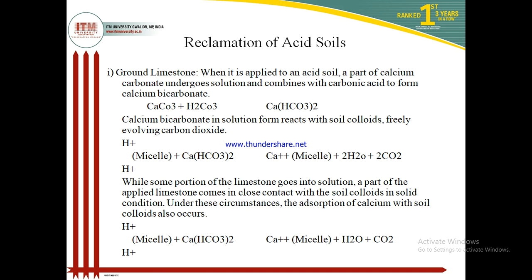Now, reclamation of acid soil. First is ground limestone. When it is applied to acid soil, a part of the calcium carbonate goes into solution and combines with carbonic acid to form calcium bicarbonate. That is, calcium carbonate plus H2CO3 forms Ca(HCO3)2. Calcium bicarbonate in the solution reacts with the soil colloid, and free H is formed.